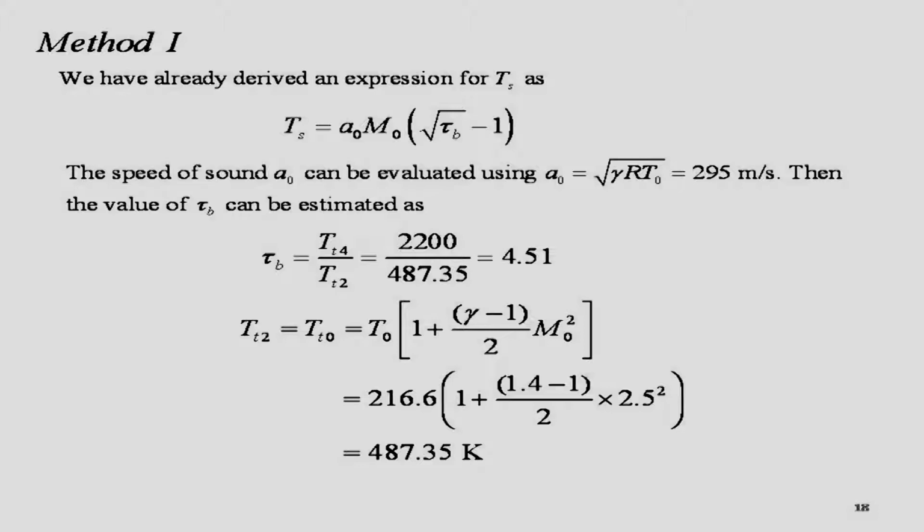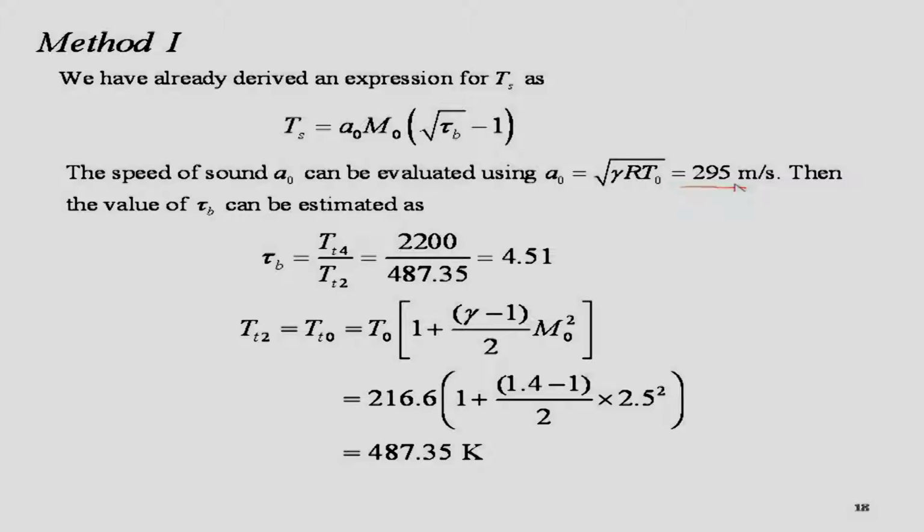Of course, we know altitude, we know the temperature, right? And knowing that, we can find out A naught is equal to root over gamma R T, right? So that is A naught is equal to root over gamma R T naught, and we get this 290. So we know that, right?